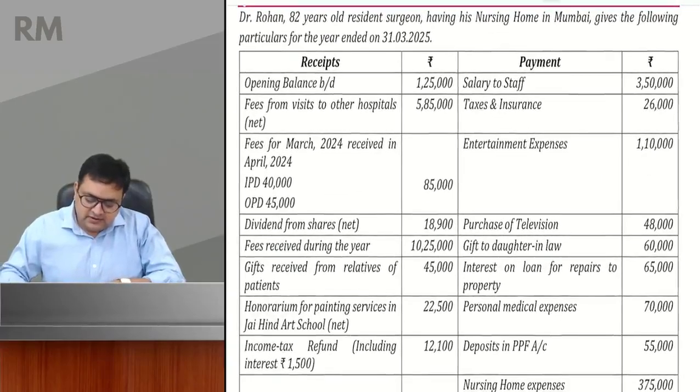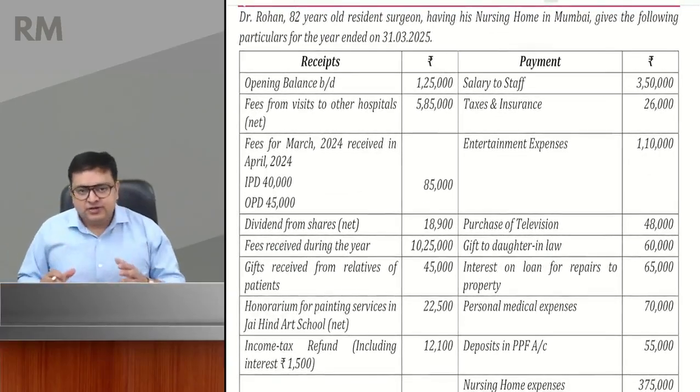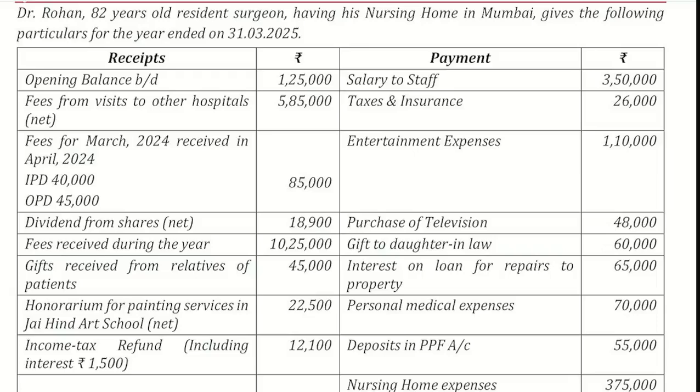Now guys, I'm again reading the question. It says, Rohan, 82 years old, resident surgeon, having his nursing home, gives you the following information. What have they given to us? Profit and loss account, income and expenditure account, or receipts and payment account? Receipts and payment account.